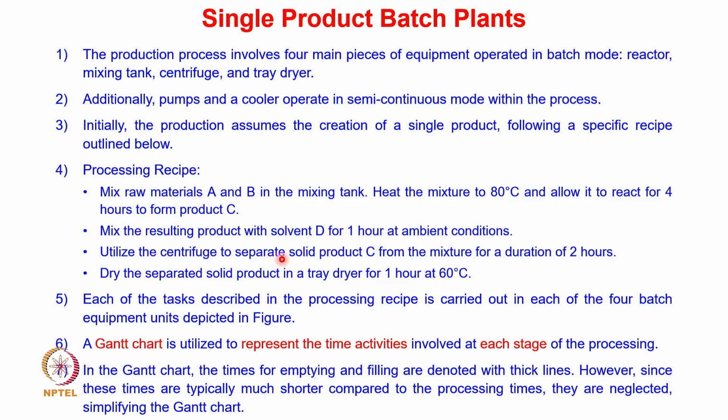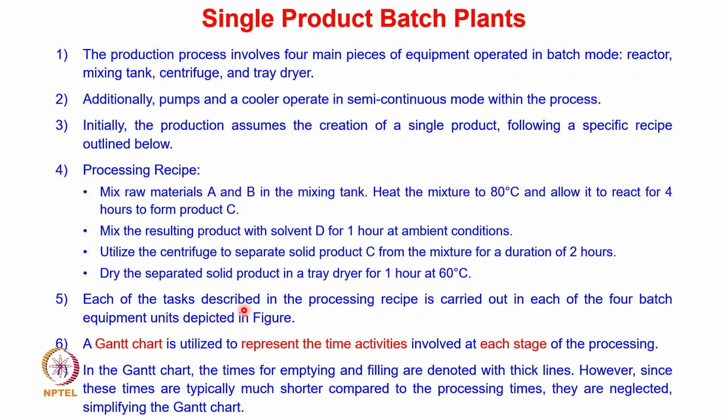Utilize the centrifuge to separate the solid product C from the mixture for a duration of 2 hours. So you can see that in the centrifuge, around 2 hours are required for separating the product C. So the time duration here is 2 hours. And the last stage is drying. In the last stage, dry the separated solid product in a tray dryer for 1 hour at 60 degrees Celsius. So you can see that here the duration is 1 hour.